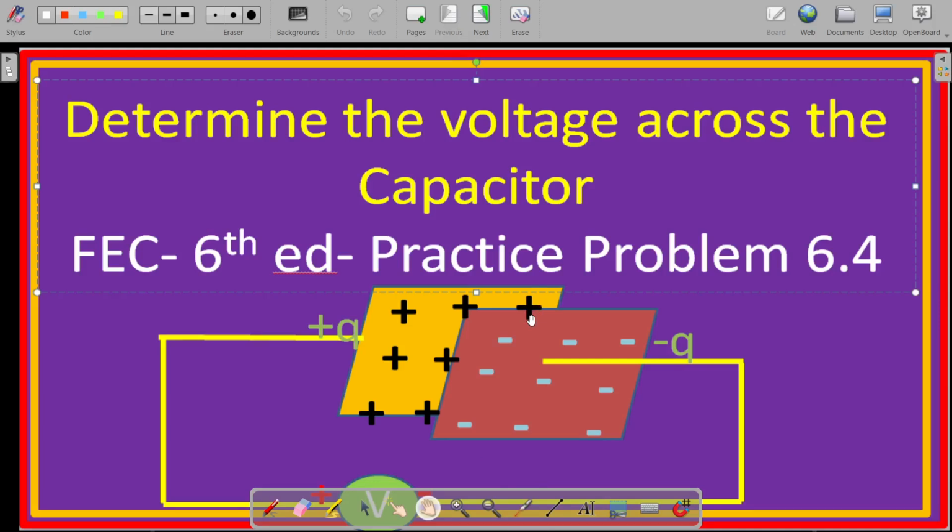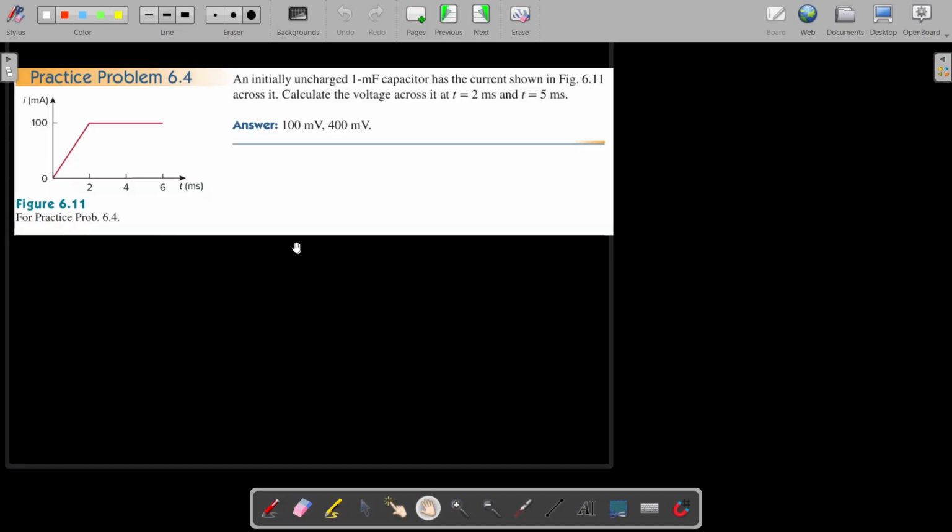Hello everybody. In this video, we are going to solve a problem from Fundamentals of Electric Circuits by Alexander and Sadiku's 6th edition. It is practice problem 6.4 and we are asked to determine the voltage across the capacitor. The problem is given here as an initially uncharged 1 millifarad capacitor has the current shown in the figure across it. Calculate the voltage across it at t equal to 2 milliseconds and t equal to 5 milliseconds. And the answer is given.